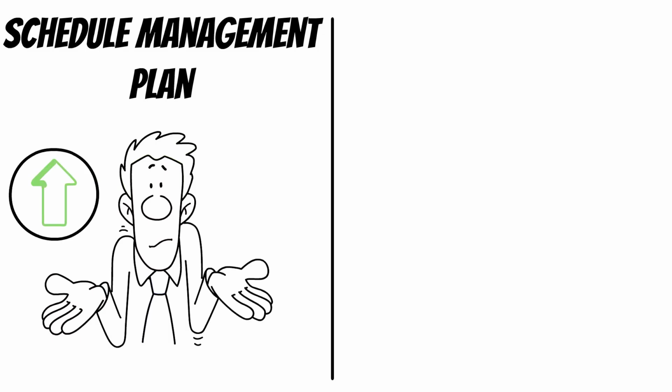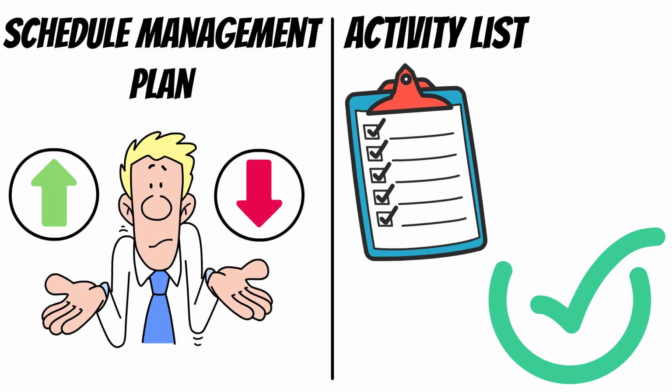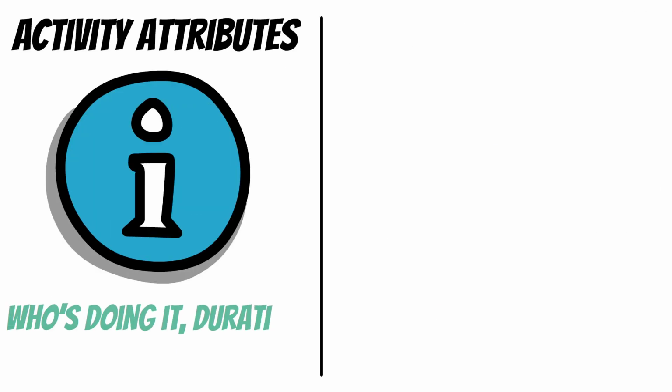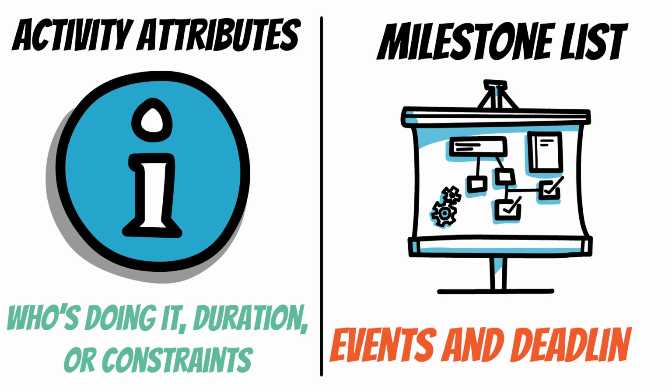To make sure you're sequencing with strategy, you'll need these key inputs. Schedule management plan. It tells you how dependencies should be handled. Activity list, your list of all the things that need to get done. Activity attributes, info about each task, like who's doing it, duration, or constraints. Milestone list, your project's key events and deadlines.